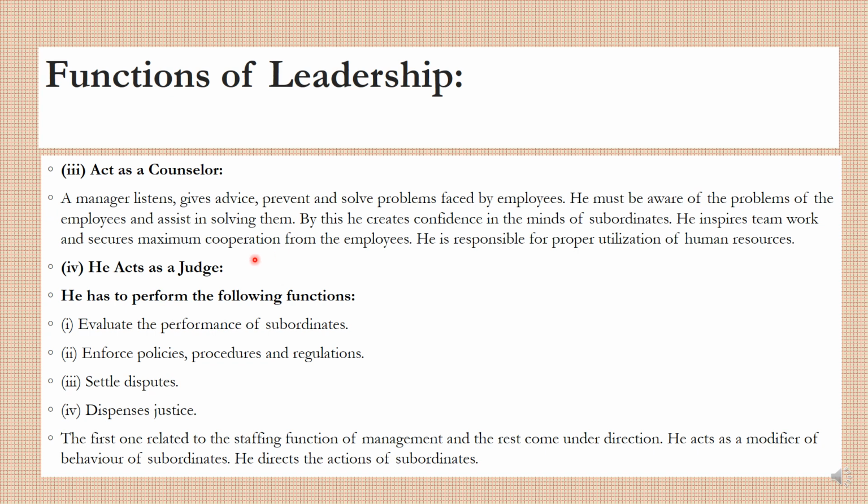Then he acts as a judge. Now, that is also important. Why? Because he has to perform the following functions as a judge. One, evaluate the performance of subordinates. When a manager has planned, given the tasks, and inspired them to work on them, he will be there to control it as well. So he has to evaluate the performance of the subordinates, and he has to enforce policies, procedures, and regulations, because without that discipline, organizational goals and effectiveness will not be there.